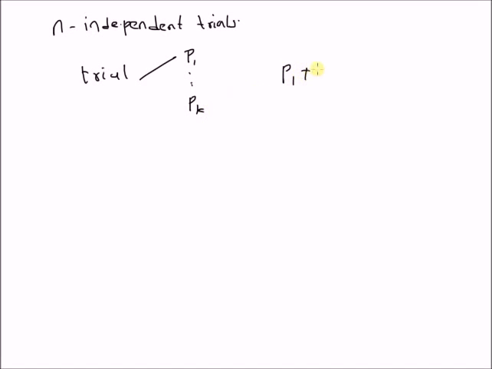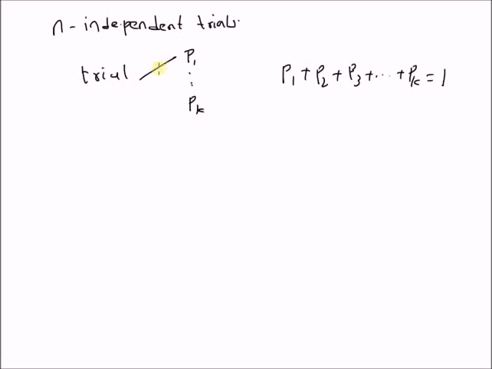Hello, welcome. In this short video, let us look at an example illustrating the multinomial probability distribution. That is, when you have n independent trials and each of the trial has k possible outcomes with corresponding probabilities P1, P2, P3 up to Pk, such that the sum P1 plus P2 plus P3 and so on up to Pk is equal to 1. That is, the total probability is 1.